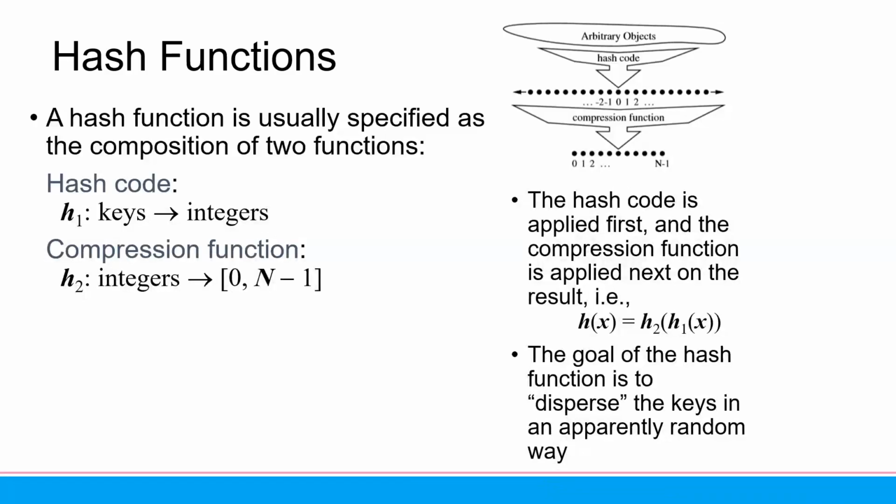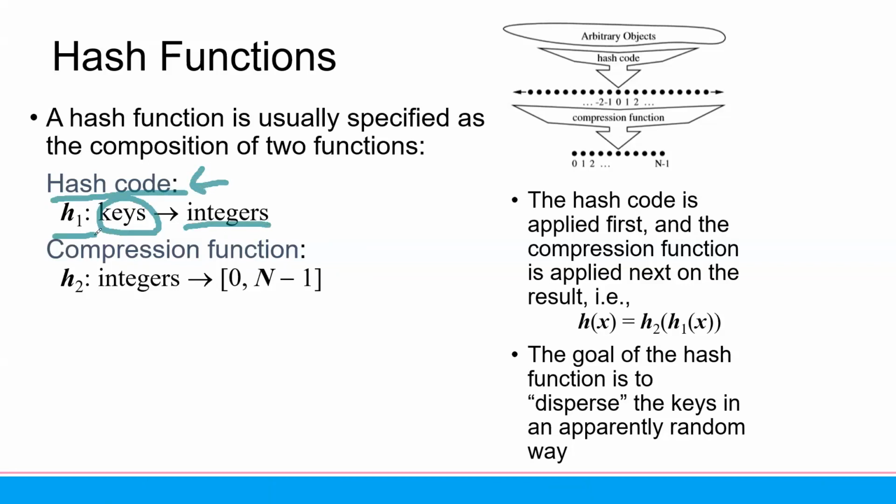Okay, let me continue. So this is the hash function. A hash function is usually specified as the composition of two functions. What are the two functions? The first is the hash code. Hash code means we have keys and we want to change them to a specific integer value. So we call this the hash code.